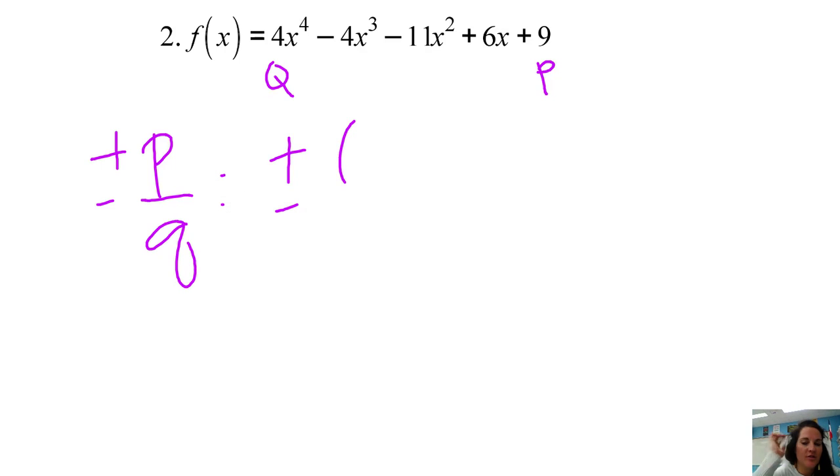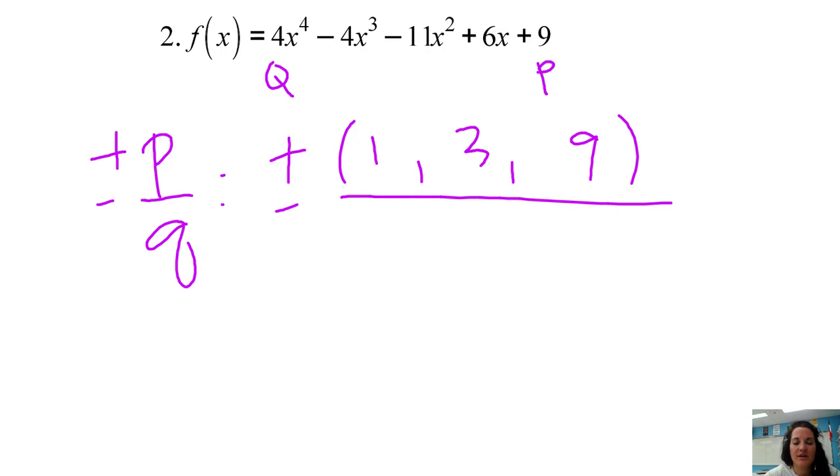Positive and negative. So all my P's: 1, 9, and then 3. Yes, I write it like that because I don't want to just start guessing which ones. I want to be consistent about the ones that I do. So 4 is 1 and 4, and then 2 and 2, so just 1, 2.